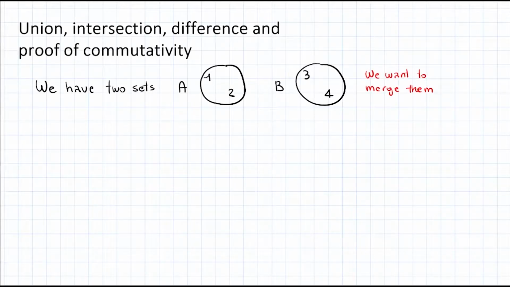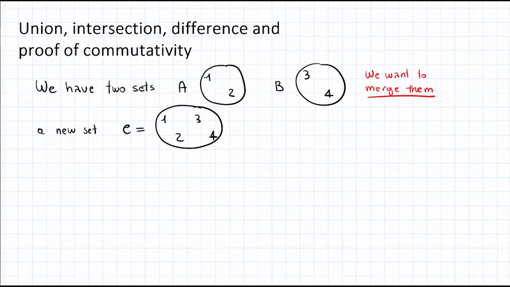Imagine having two sets. The first set is A, composed by the elements 1 and 2, and the second set is B, composed by the elements 3 and 4. If we want to merge these sets, we have a new set C composed by both the elements of A and B. So it's composed by 1, 2, 3, and 4. The operation that we have done now is called union of sets and is denoted by A union B is equal to the new set C.